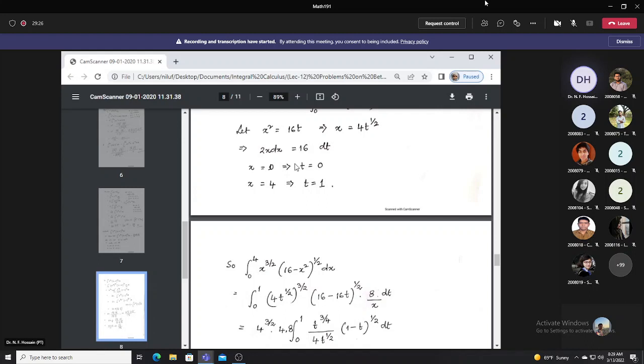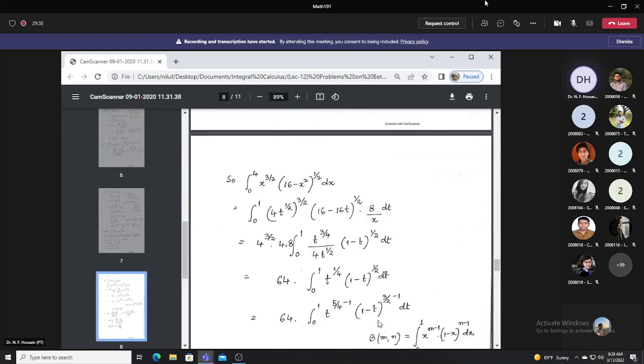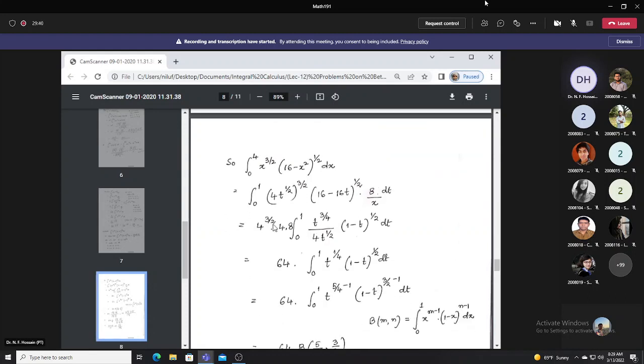And what is the value of dx? Dx is 16t, that means 8t divided by x. Okay, and now here put down the value of x. X is 4 into t to the power half. Okay, now you do the algebra.